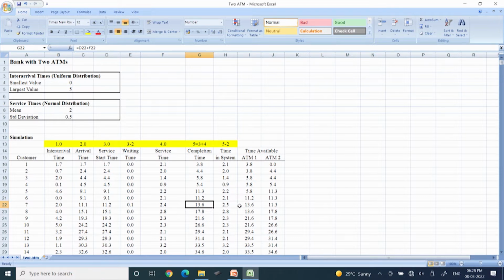Now, the ATM 1 completion time for the 6th customer is 11.2, the time available for ATM 2 is 11.3. So, this 13.6 will be updated wherever there is a minimum time available. For example, ATM 1 the minimum time available is 11.2. So, this completion time will be updated below the 11.2. What we are saying in this logic is that a customer will enter the ATM which has been idle for a longer period of time. So, here the ATM 1 is idle for longer time. So, the 7th customer is entering into the ATM 1. So, we are updating the time available for the ATM 1. Like this I have completed for 1000 customers.